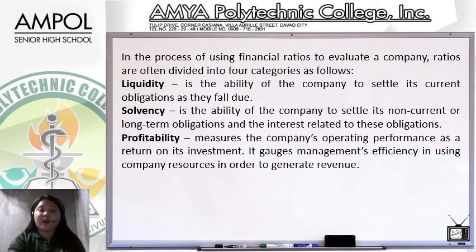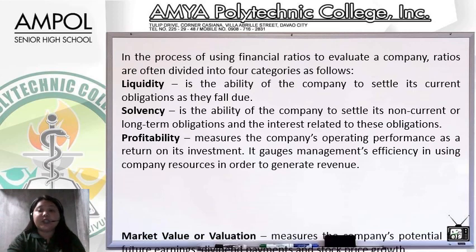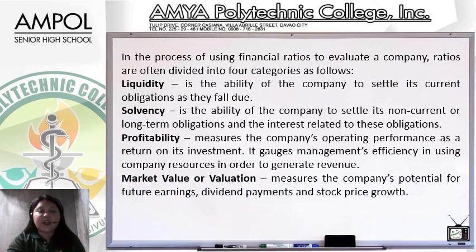Third is what we call the profitability. This measures the company's operating performance as a return on its investment, and it gauges management's efficiency in using company resources in order to generate revenue. The last one is what we call the market value or valuation. This measures the company's potential for future earnings, dividend payments, and stock price growth. So as I told you a while ago, we will focus first on the liquidity.